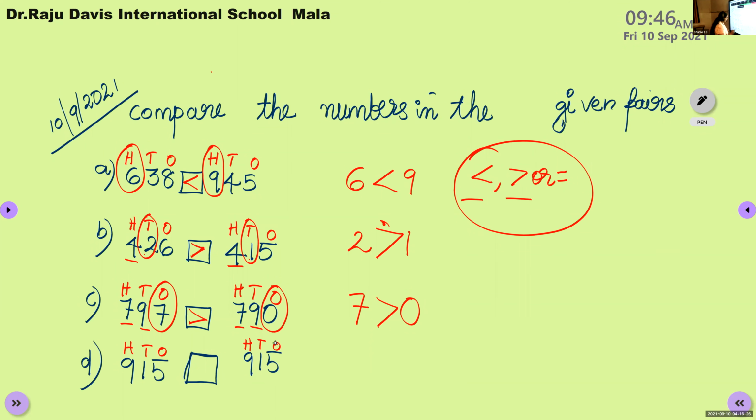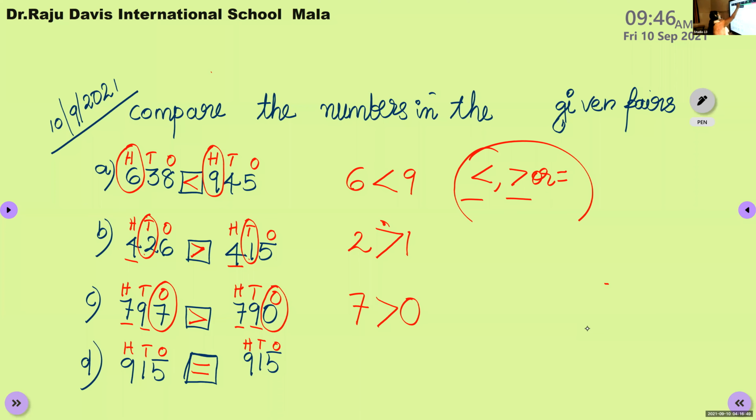Well done, my dear. Very good. Thank you, ma'am. You have to be thorough with the steps. That's why I made you explain the steps. Otherwise, if the same numbers are there, no need to do like this. We can put the equal to symbol. No need to check all the steps. Okay. Well done, Daksha.